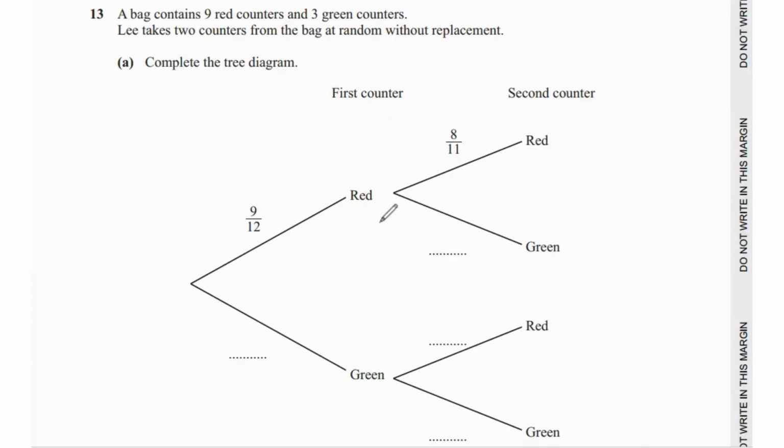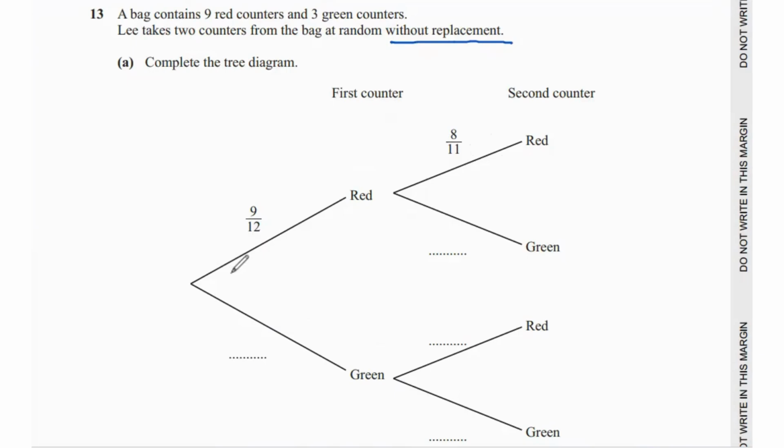So the probability of getting a red counter first is 9 over 12, and then the probability of getting a red counter again is going to be 8 out of 11 because it's without replacement. So once the counter is out of the bag, there's one less counter. So there's one less total counter, and one less counter from the color that you've taken the counter from. So as you can see, when you took one red counter, the total number of red counters became 8 and the total counters became 11.